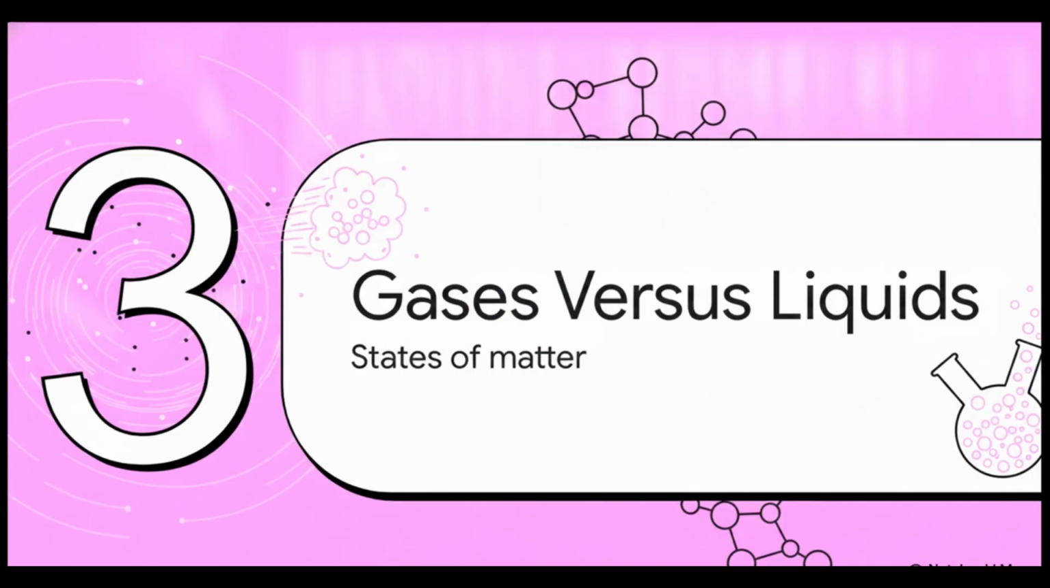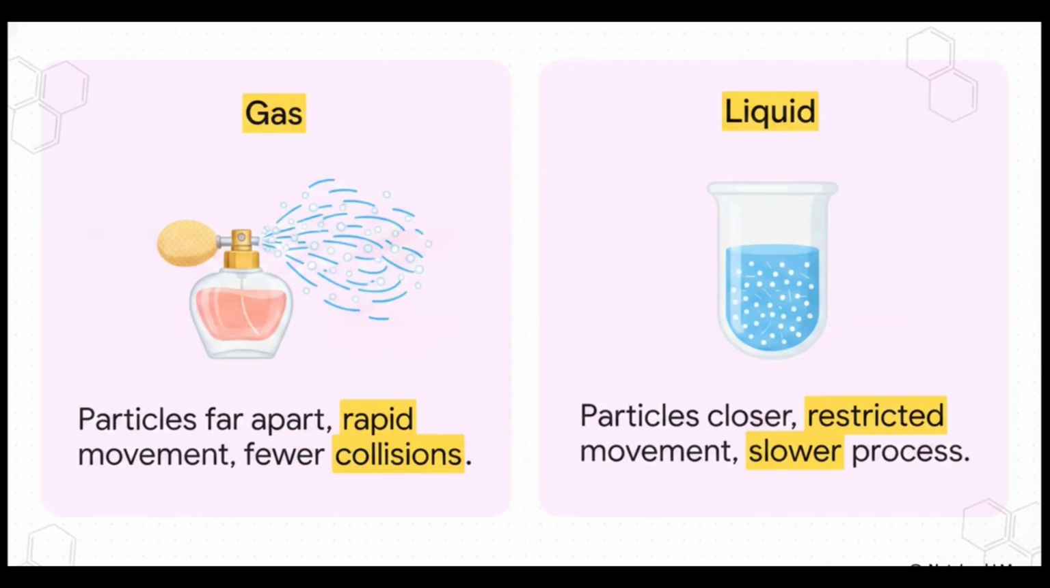Section 3. Gases versus liquids. Time for a little state of matter face-off. So we know how diffusion works, but does it behave the same way in every environment? Not at all. When we compare states of matter, we see a massive difference. Take a gas, for example. In a gas, diffusion is incredibly fast. Why? Because the particles are far apart, they're moving rapidly, and they bump into each other way less often, with fewer collisions to slow them down. Think about that perfume spreading through the air, or the rapid gas exchange happening right now inside your own lungs.